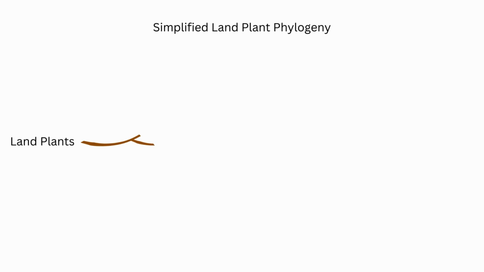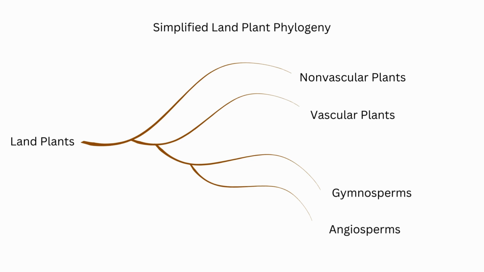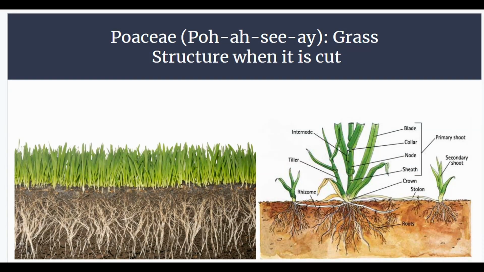And land plants can be broken down into 4 major categories, with the outgroup being non-vascular plants, and that can be branched off into vascular plants. So these 2 options are both seedless. However, vascular plants can also be seed plants, and they have 2 subcategories known as gymnosperms and angiosperms. Gymnosperms do not flower, while angiosperms do flower. And of course, that means we have reached our end destination of Poaceae, an angiosperm vascular plant.